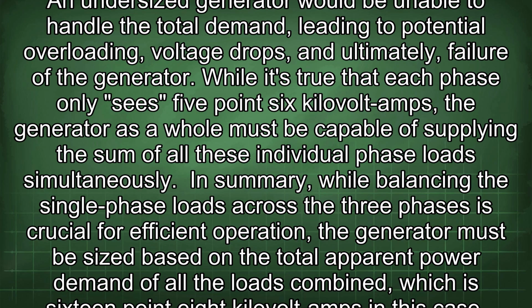While it's true that each phase only sees 5.6 kVA, the generator as a whole must be capable of supplying the sum of all these individual phase loads simultaneously. In summary, while balancing the single-phase loads across the three phases is crucial for efficient operation, the generator must be sized based on the total apparent power demand of all the loads combined, which is 16.8 kVA in this case.